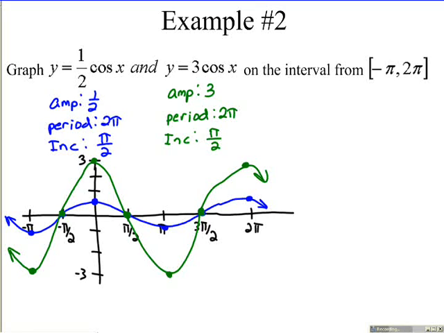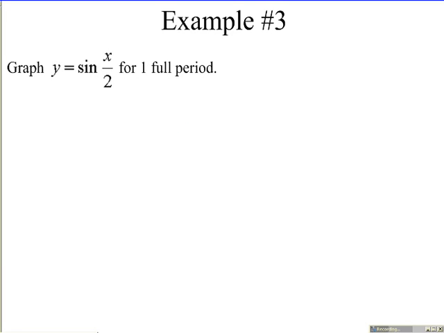You can see the only difference in the graph is the amplitude. Both have the same intercepts. Both follow the same pattern. One graph goes up higher and down lower than the other. Now looking at some with a period change.